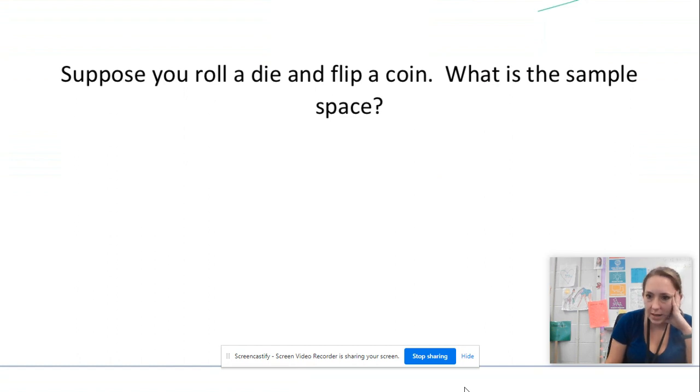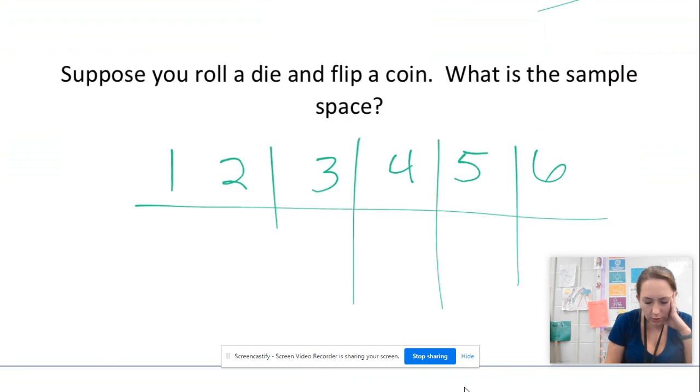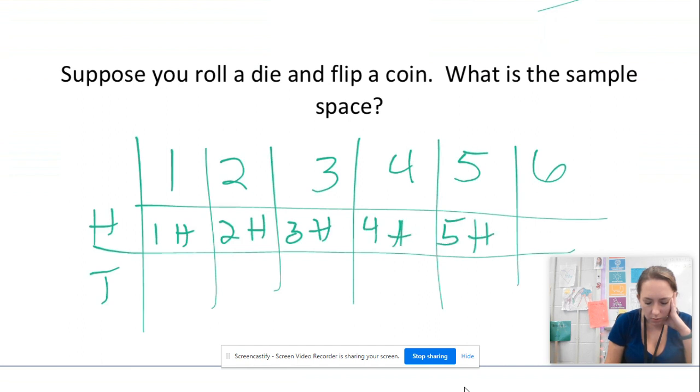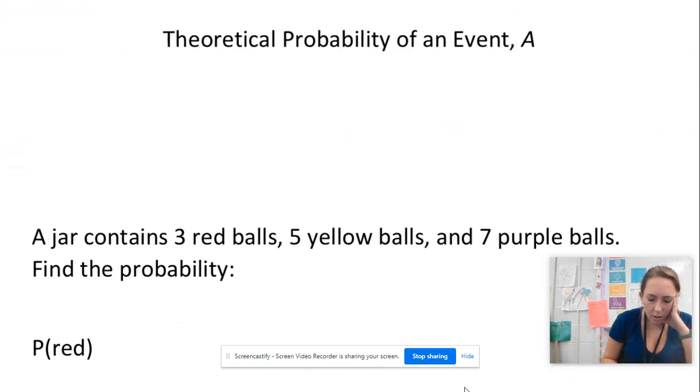So suppose you roll a die and flip a coin. What is the sample space? Well, you can get a 1, a 2, a 3, a 4, a 5, or a 6 when you roll the die, and you can get heads or tails. So you can get heads with any number, or you can get tails with any number. Ta-da. Awesome. Okay. All right.